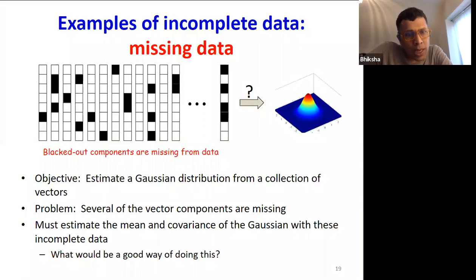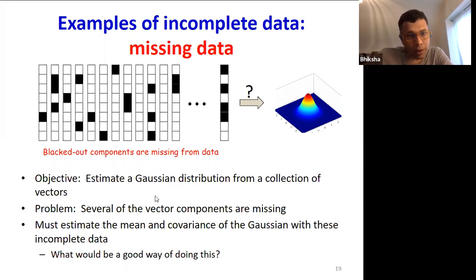Now, suppose instead that you got a collection of vectors. You know they're Gaussian, and you're going to try to estimate the parameters of this Gaussian. But for some reason, some components of the data are missing. For example, the census board takes a census and people are made to fill out forms. They ask you all kinds of things. How much do you earn? Where are you from? And some people won't fill in some details. Not everybody's happy telling you their income, or maybe their health status.